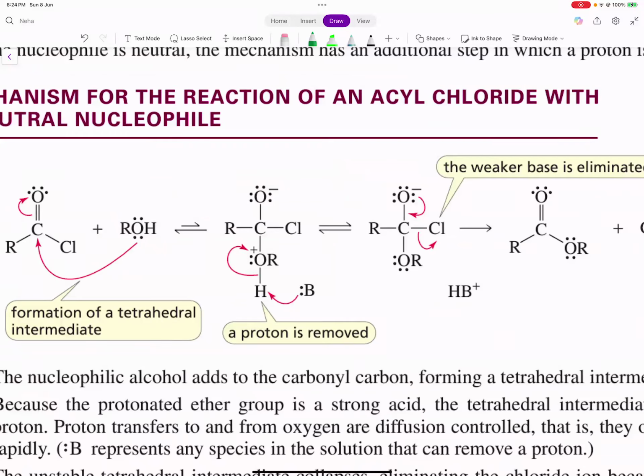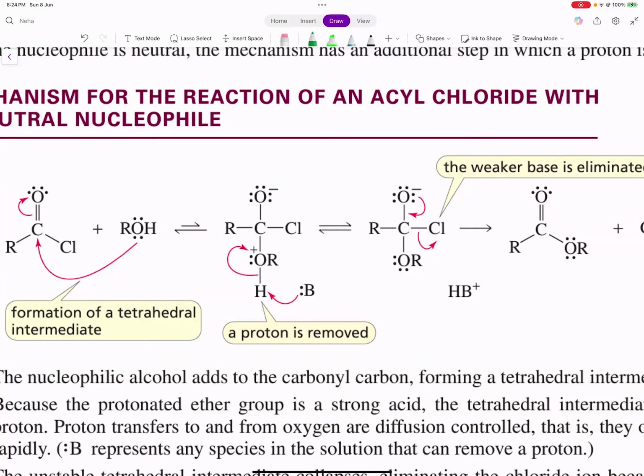So in the first step, it attacks and we get a tetrahedral intermediate. You can also see that oxygen has acquired a positive charge because the incoming nucleophile was neutral. I've told you whenever oxygen or nitrogen acquires a positive charge and it has a hydrogen, it will immediately lose the proton to stabilize itself. And that is what has happened.